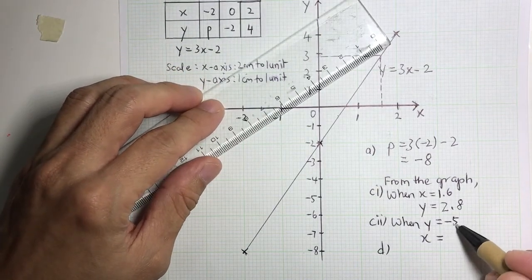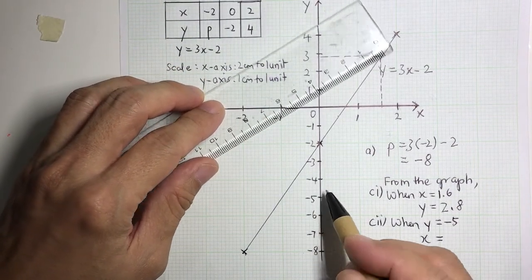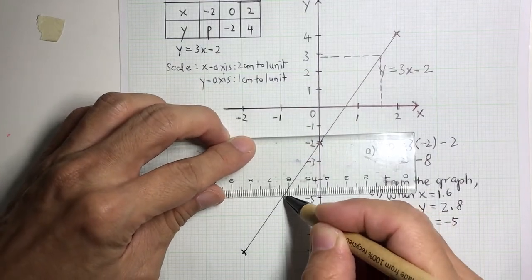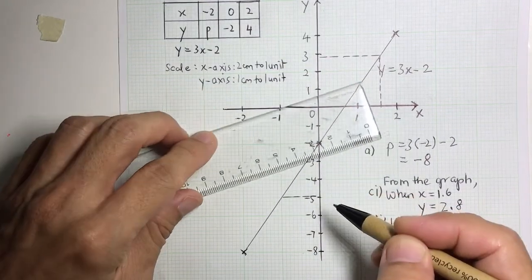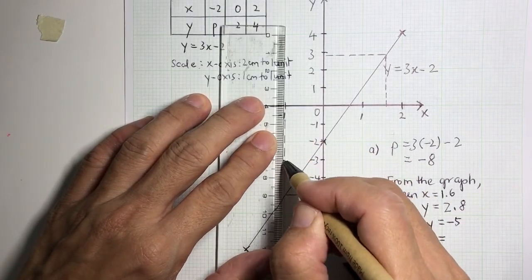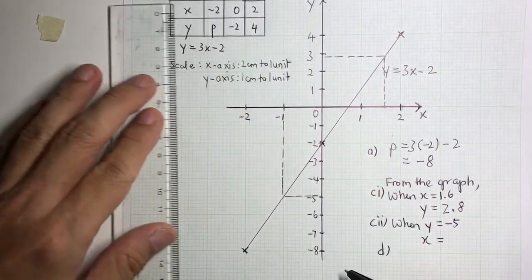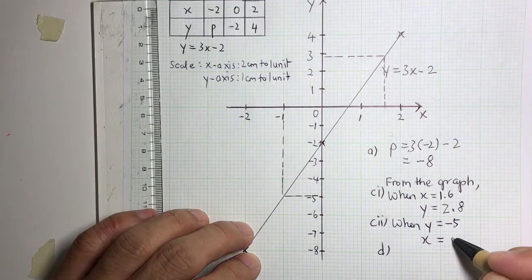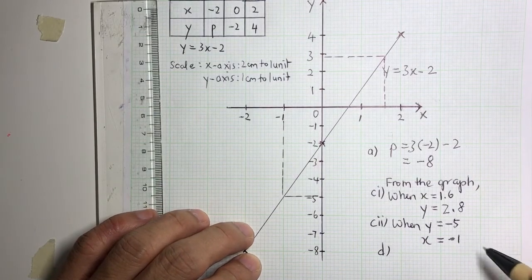Similarly, when y is -5, we look for y is -5 and trace towards the line again in a dotted line, and then trace towards the x-axis to get the value x equals -1.